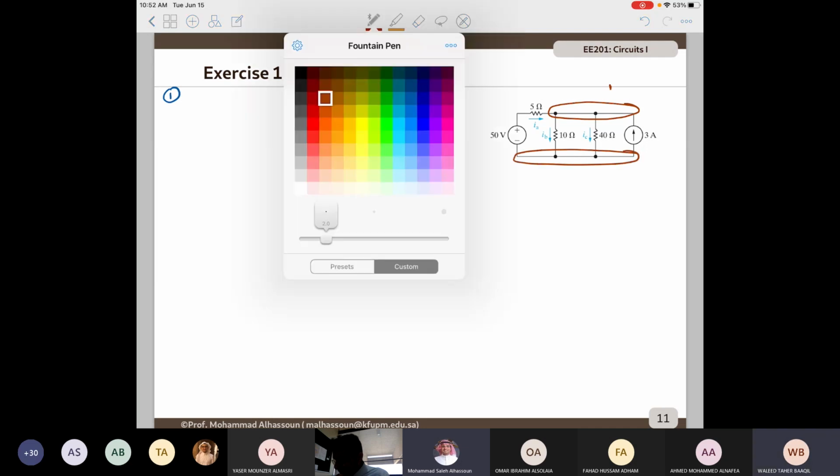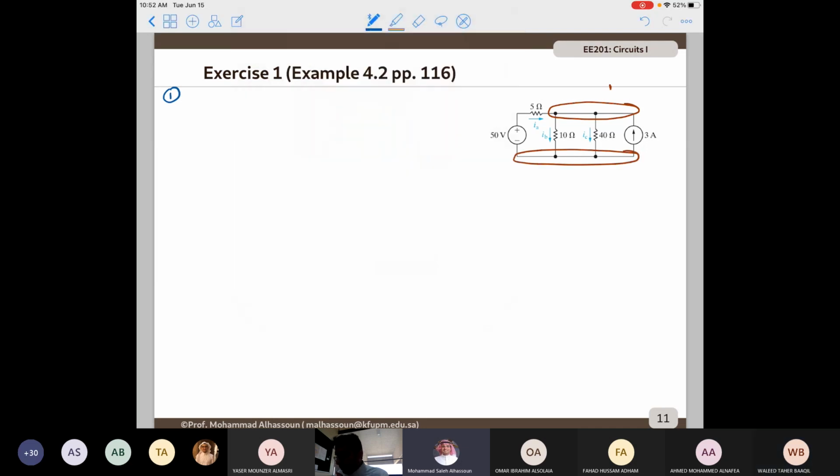So I need to set one of them as a reference. Which one do you recommend? The lower one. Okay, so the lower one is the reference. So in this case, I have only one node voltage. So it's one equation, one unknown. Okay, very good. Adnan, can you help me write the node equation?